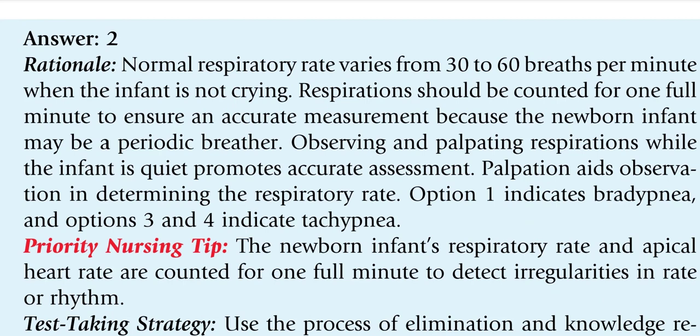Answer: 2. Rationale. Normal respiratory rate varies from 30 to 60 breaths per minute when the infant is not crying. Respirations should be counted for 1 full minute to ensure an accurate measurement because the newborn infant may be a periodic breather. Observing and palpating respirations while the infant is quiet promotes accurate assessment. Palpation aids observation in determining the respiratory rate. Option 1 indicates bradypnea and options 3 and 4 indicate tachypnea.